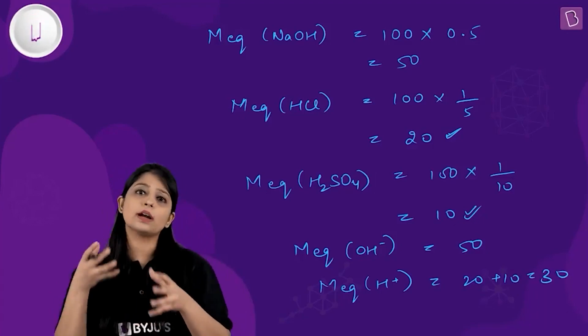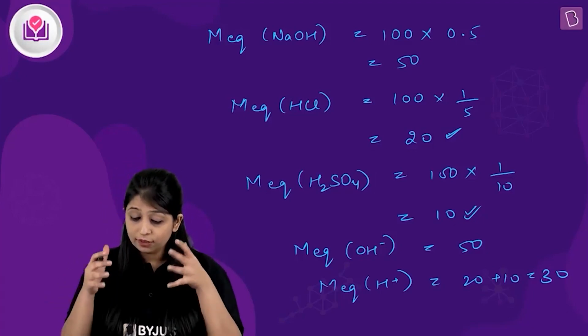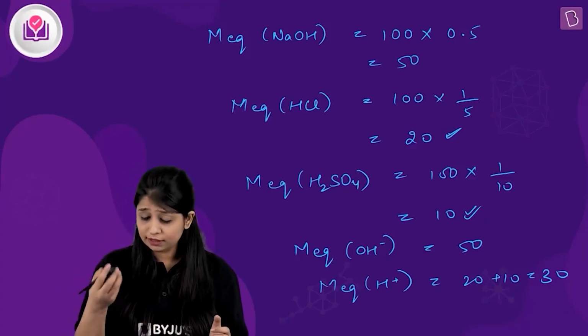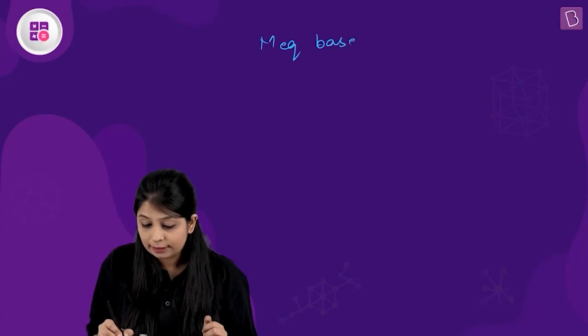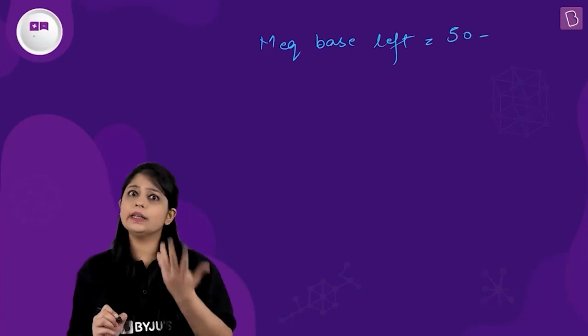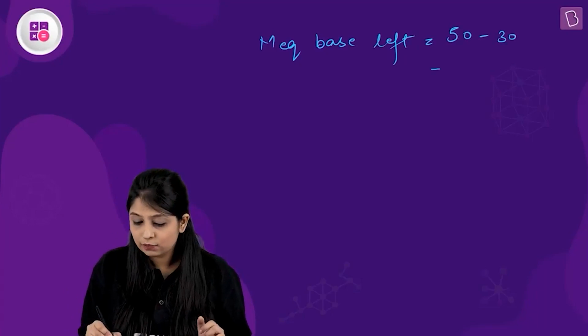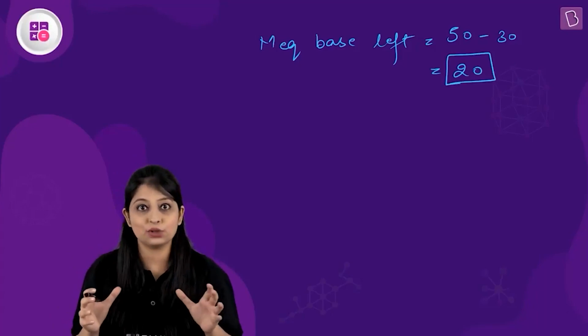So OH minus ions will react with H plus ions to give water, right? So if we look at this data in front of us here, we can see that 30 milliequivalents of acid will neutralize 30 milliequivalents of base, but we will still be left with some milliequivalents of base, right? How many milliequivalents of base would we be left with? Total we have 50, right? Out of 50, 30 will react with acids. So we'll be left with 20 milliequivalents of the base in that resultant solution, right?